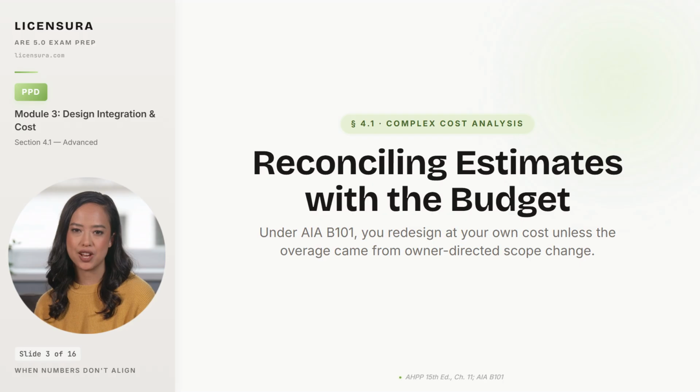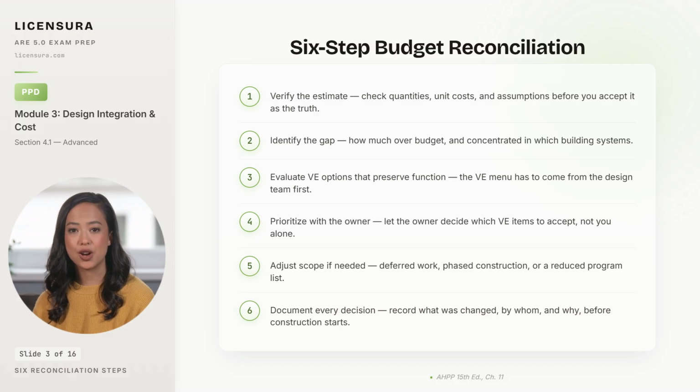Six steps walk you through the conversation in the order it has to happen. Six steps, and the order matters. First, verify the estimate. Every architect who has been around the block has seen a quantity takeoff that double-counted a major system or applied a regional cost multiplier that was off by a third. Before you redesign anything, audit the assumptions behind the number. Second, identify the gap. Not just how many dollars over, but in which building systems, because the redesign strategy depends on whether the structure is over by 10% or the curtain wall is over by 50%.